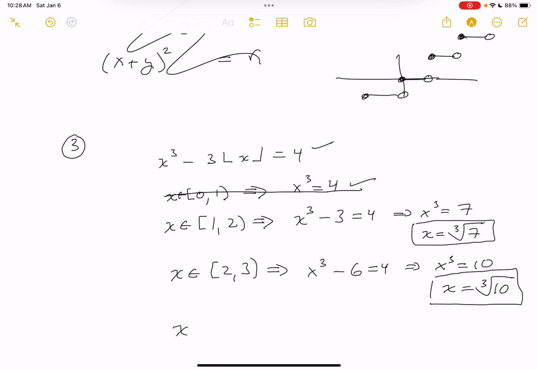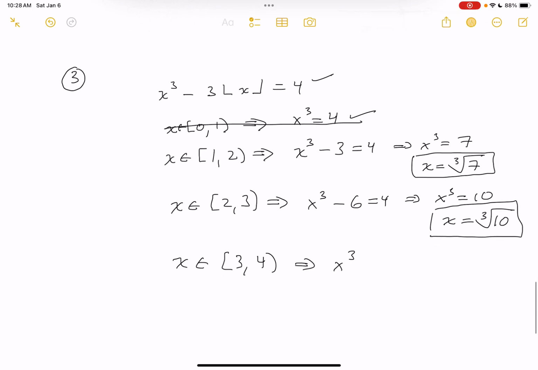Okay, let's keep going. This is tedious though, isn't it? I'm going to go between 3 and 4 now. And what do you get there? You get x cubed. I'm between 3 and 4, right? The floor is going to be equal to 3 now. So 3 times 3 is 9, and x cubed minus 9 is equal to 4. And that's going to be x cubed is equal to 13. Or x would equal the cube root of 13.